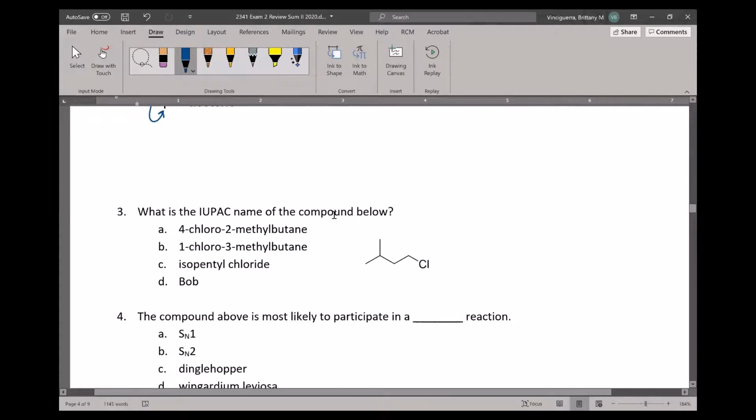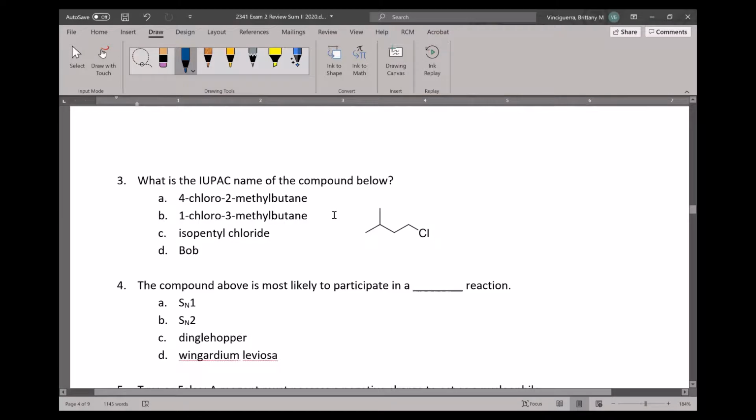Okay, what is the IUPAC name of the compound below? It's 1-chloro-3-methylbutane. Nice. So you need to look for the longest carbon chain. It's 4 carbons. And then you need to decide if you're going to number from the left or the right. You want to number from the right because the chlorine is there. And that's how you end up with 1-chloro-3-methyl.